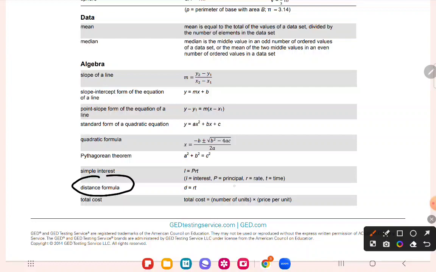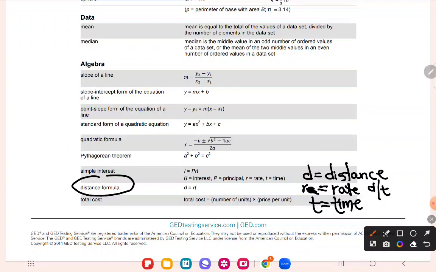So when I say D equals RT, that D stands for distance. The R stands for rate, so like how fast you're traveling. Think miles per hour or meters per second, things like that. A rate is some number of distance per time. So meters per second, miles per hour. And then the T stands for time. Okay, get that on your formula sheet so that you know what those variables stand for. And then let's hit up that problem.